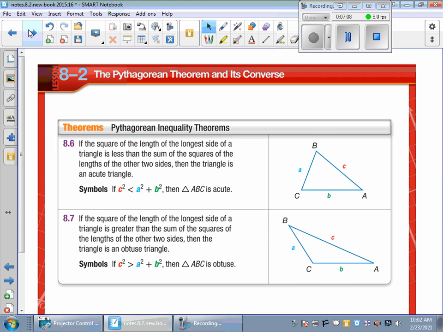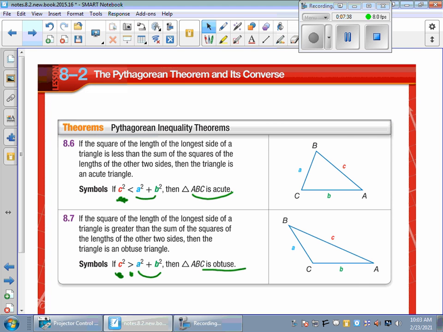And then now we have a concept here, the Pythagorean inequality theorem. So again, they're going to give you 3 sides. If you find that the square of one side is less than the squares of the other two added together, then we have an acute triangle. If you find that a side by itself squared is greater than the other 2 sides squared and added together, then we have obtuse. If they are equal, then it is a right triangle.